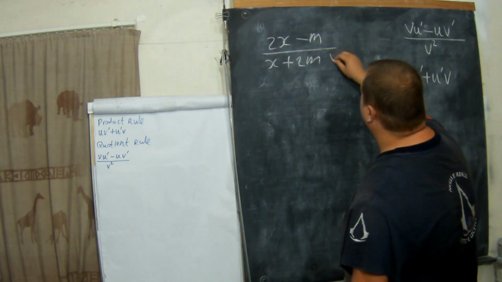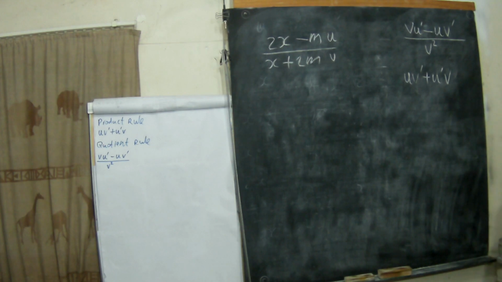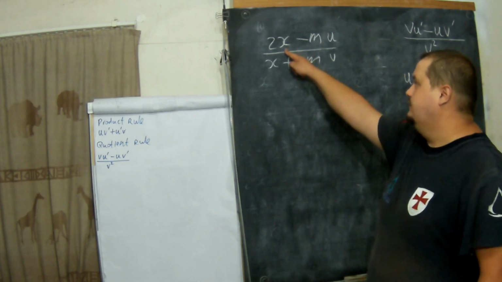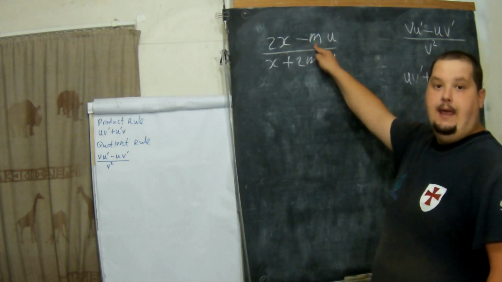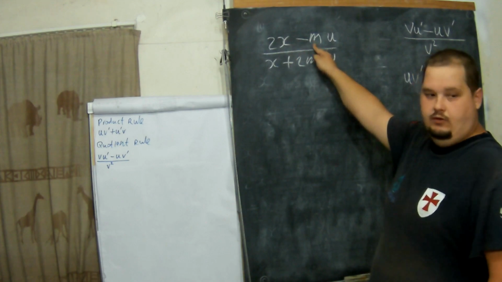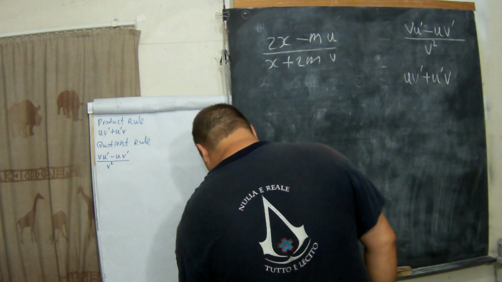So, this is V and that's U. Okay. Now what we have to decide, or what does the question ask? The question will ask something akin to, are we going to derive with regard to x or with regard to m? In this case, we do it with regard to m.